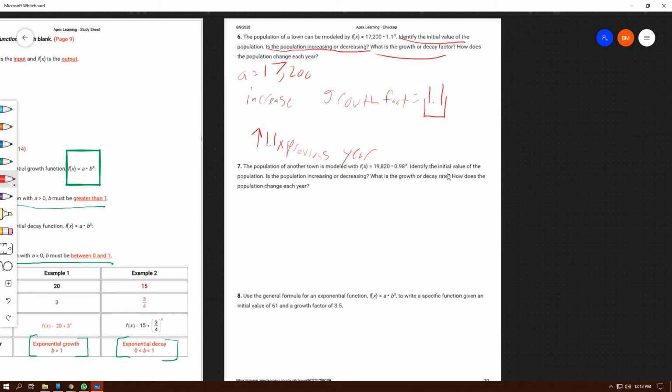So we have to do the same thing. What's my initial value? The initial value is going to be that first number, 19,820. Cool. Now the base is less than 1, so this is decreasing, and we have decay. The decay factor is 0.98. Now, how does the population change? This is a little bit different.